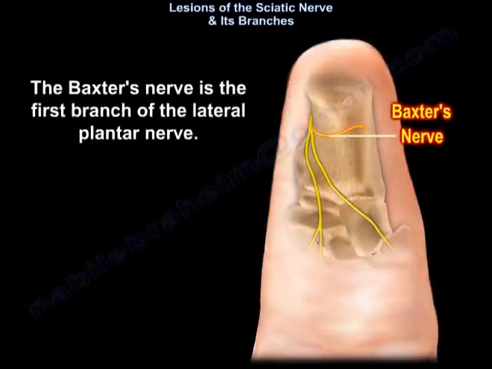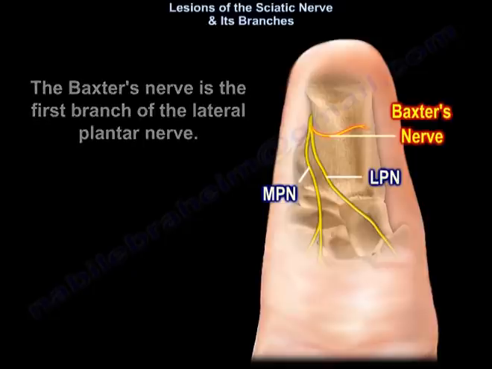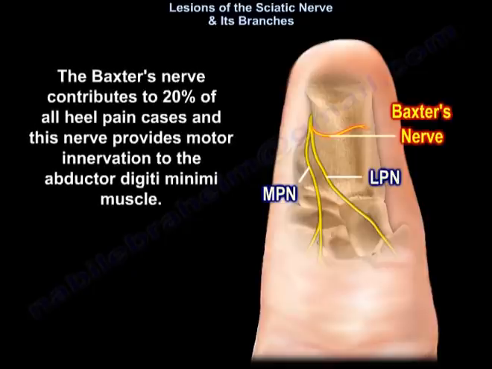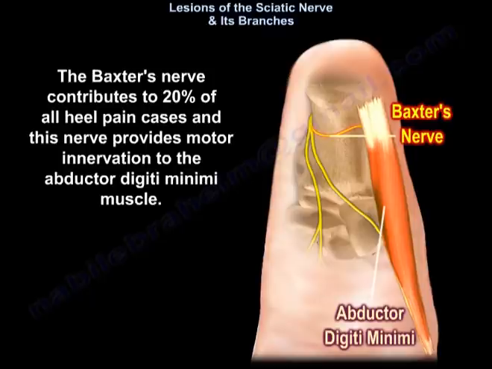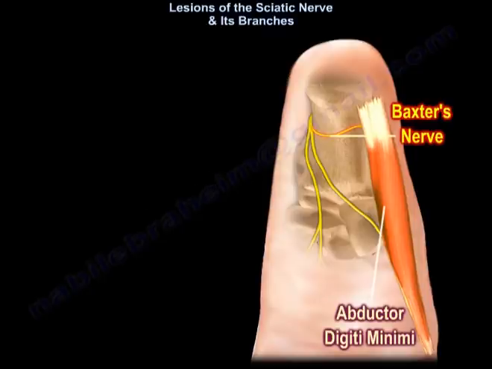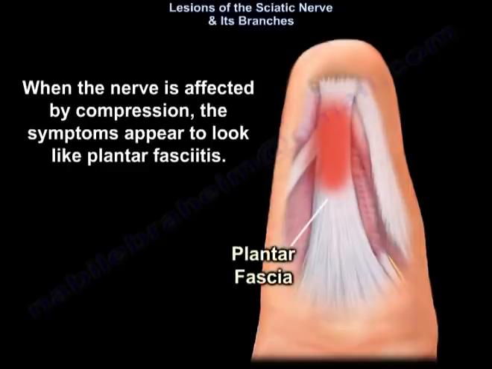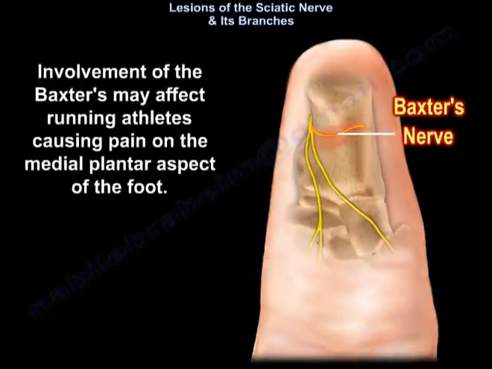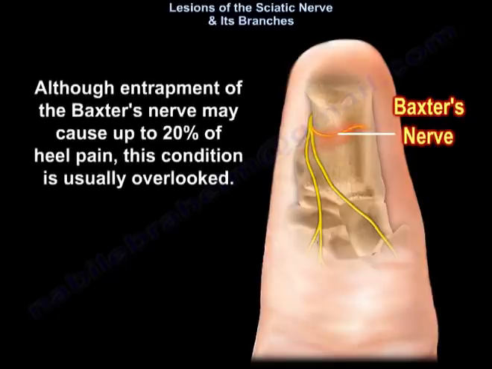How about Baxter's nerve? Baxter's nerve is the first branch of the lateral plantar nerve. It contributes to 20% of all heel pain cases, and this nerve provides motor innervation to the abductor digiti minimi muscle. When the nerve is affected by compression, the symptoms appear to look like plantar fasciitis. Involvement of Baxter's nerve may affect running athletes, causing pain on the medial plantar aspect of the foot. Although entrapment of Baxter's nerve may cause up to 20% of heel pain, this condition is usually overlooked.